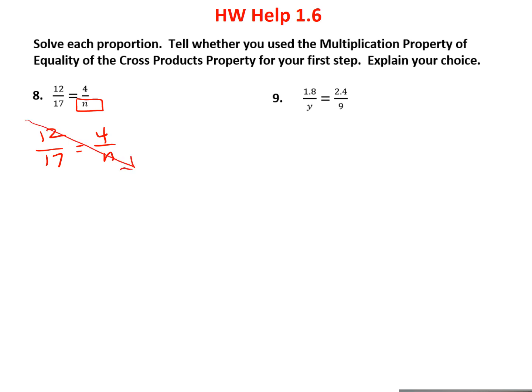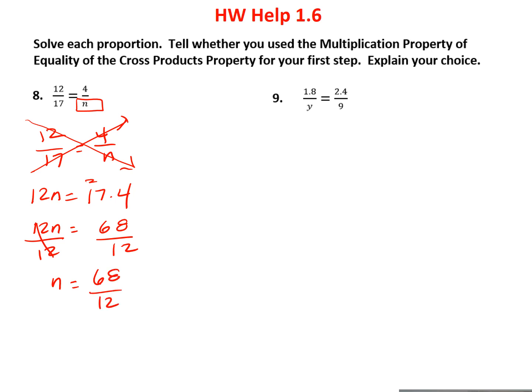So if I multiply first through here, I get 12n equals 17 times 4. So 12n is going to equal 4 times 7 is 28, carry the 2, 68. And now to undo this, we're going to undo the 12n by dividing by 12. So we get n equals 68 divided by 12.